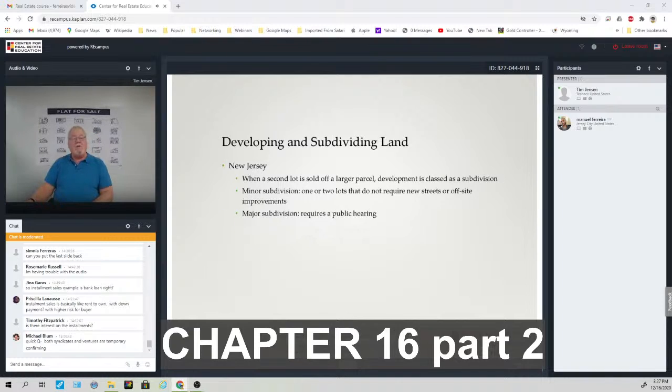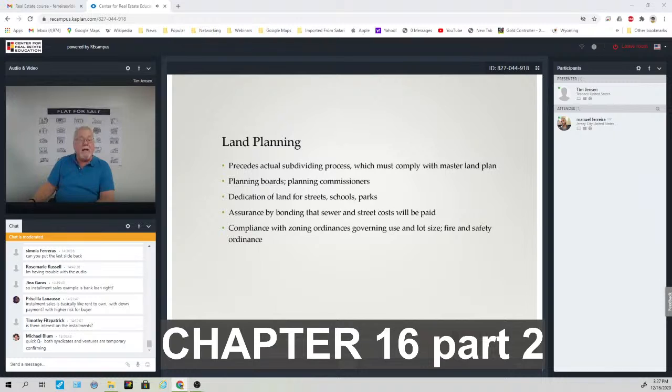In New Jersey, as soon as a second lot is sold off of a larger parcel, the development is classified as a subdivision. A minor subdivision usually has 1 to 2, maybe 3 or 4 properties being developed with no streets. A major subdivision is anything with streets and multiples of homes on them. Major subdivisions require public hearings, and the board that hears public hearings for subdivisions is the planning board.